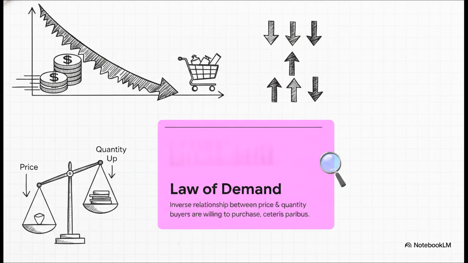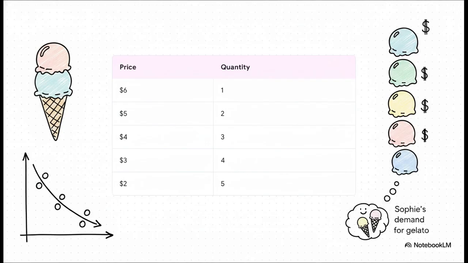Pretty intuitive, for sure. But let's look at a really concrete example. Think about a consumer named Sophie and her demand schedule for gelato. Notice the exact math at play here. Her consumption increases by exactly one cone for every single dollar the price drops. At $6, she only wants one, but at $2, she's ready to buy 5. This numeric schedule maps her exact willingness to buy.